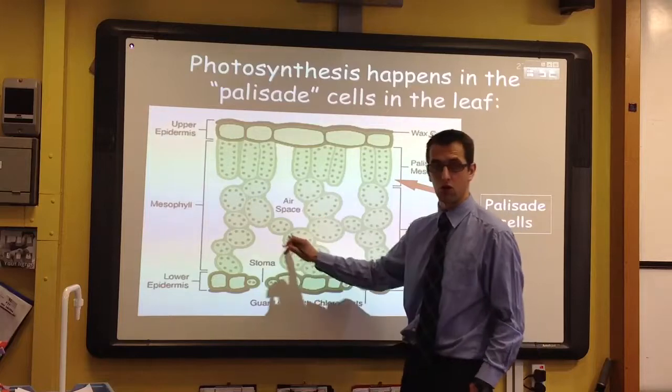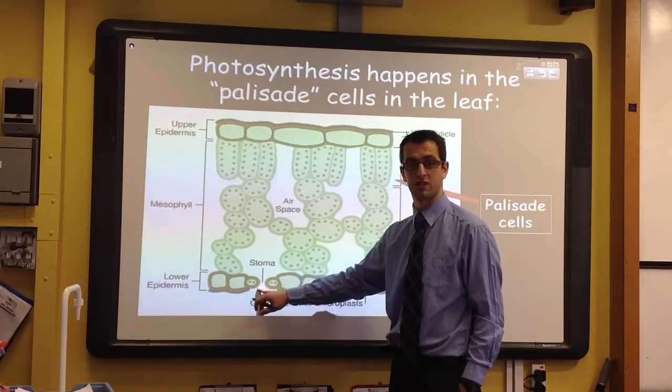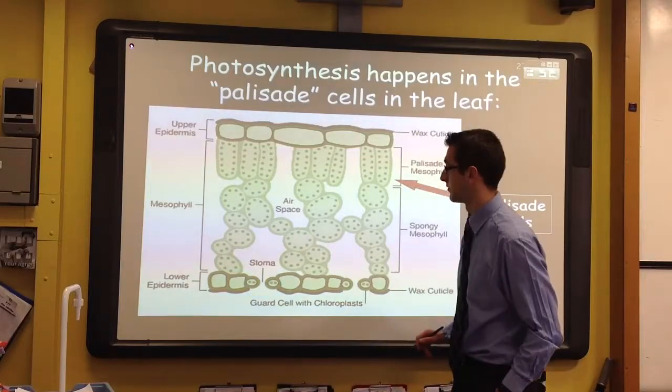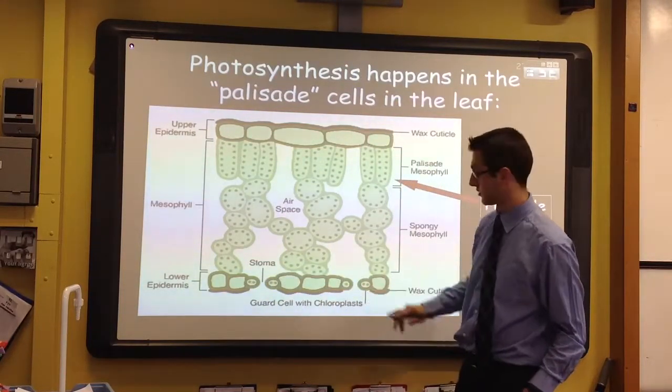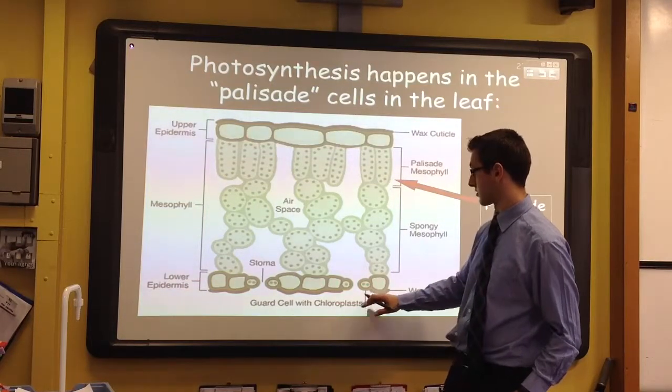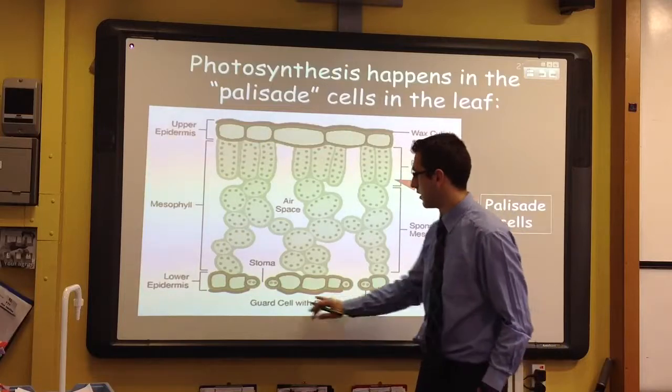And similarly, the oxygen that's produced as a waste product can come out easily through the air spaces down through the stoma. At the bottom is another lower epidermis holding it all together, and sometimes there's a waxy cuticle, but less so than on the top.